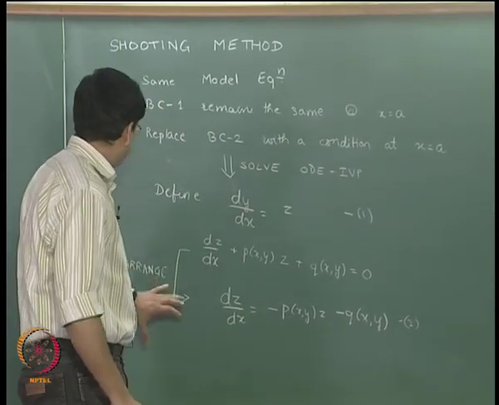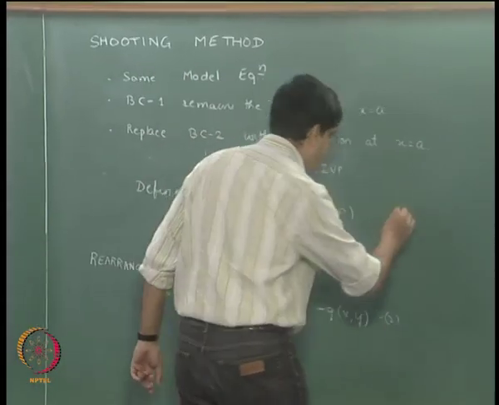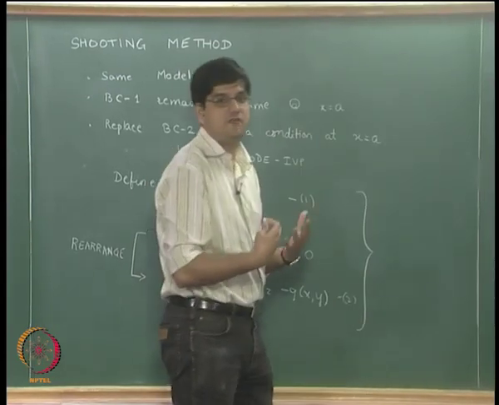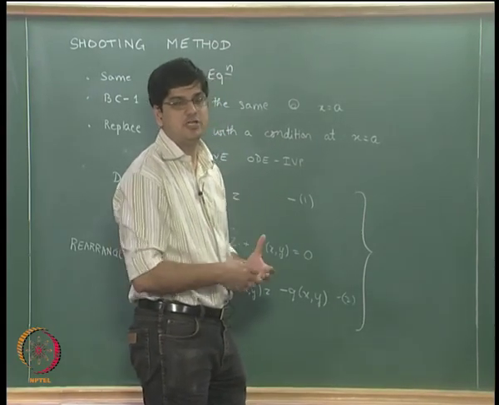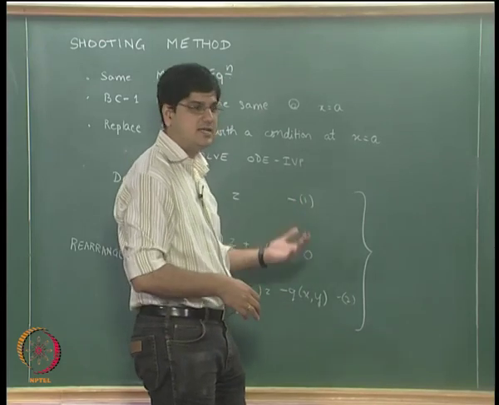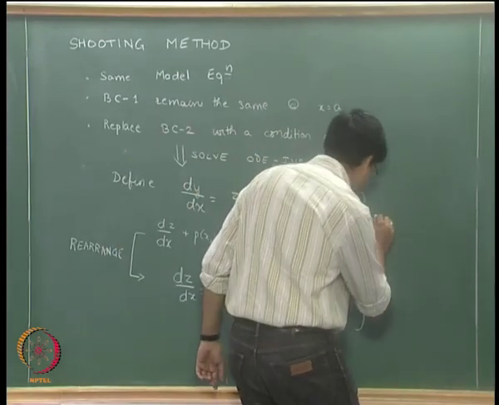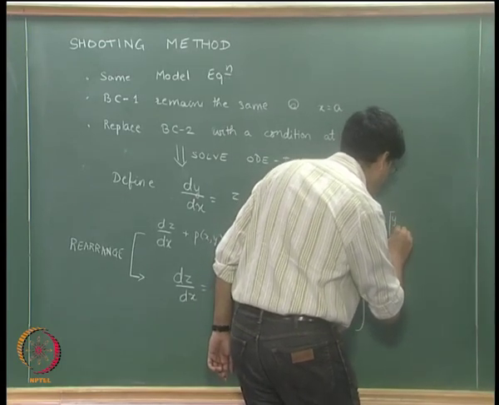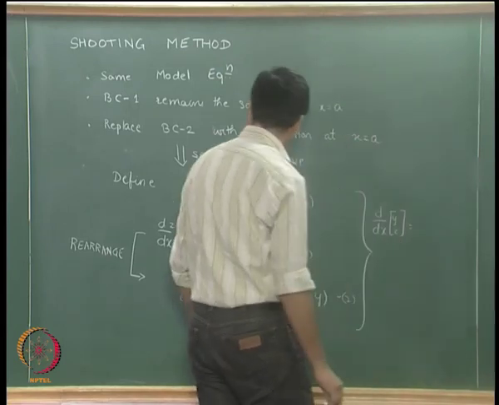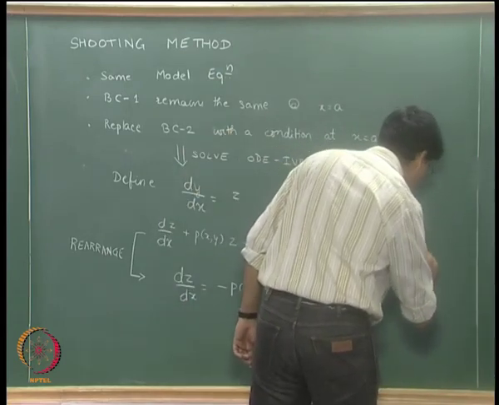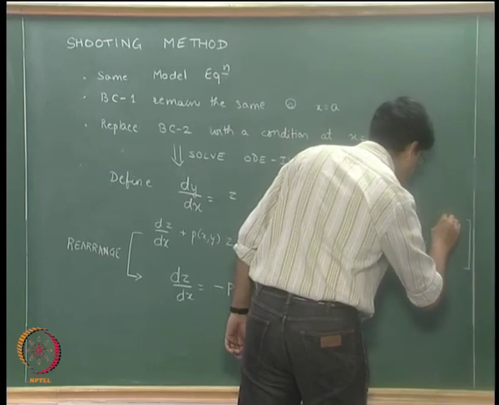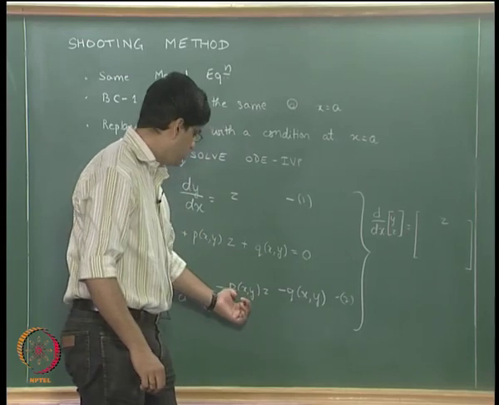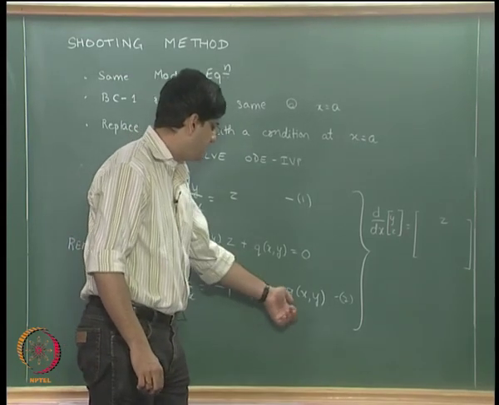We can combine these two ODEs together and write them in the vectorial form. Now, this is the vectorial form that we had looked at during solving ODE initial value problem. Exactly the same vectorial form we are going to use, and we are going to write d by dx of y z is going to be equal to z in the first row, and in the second row we have minus pz minus q.